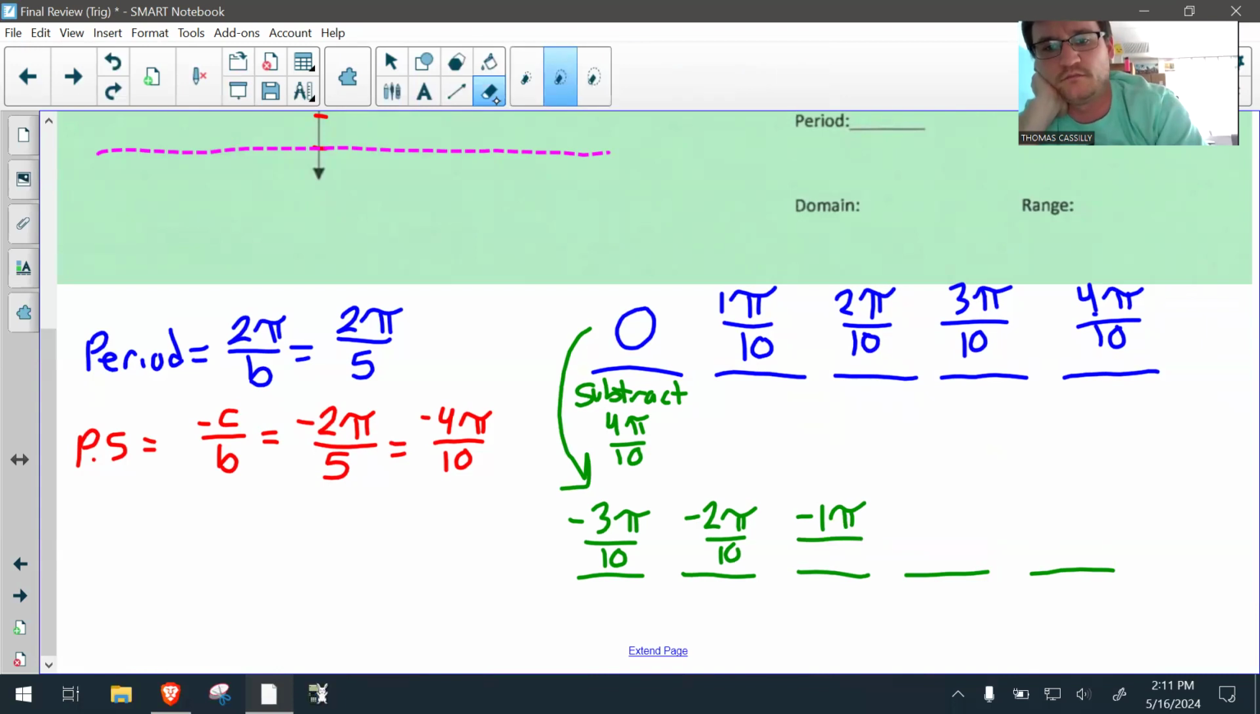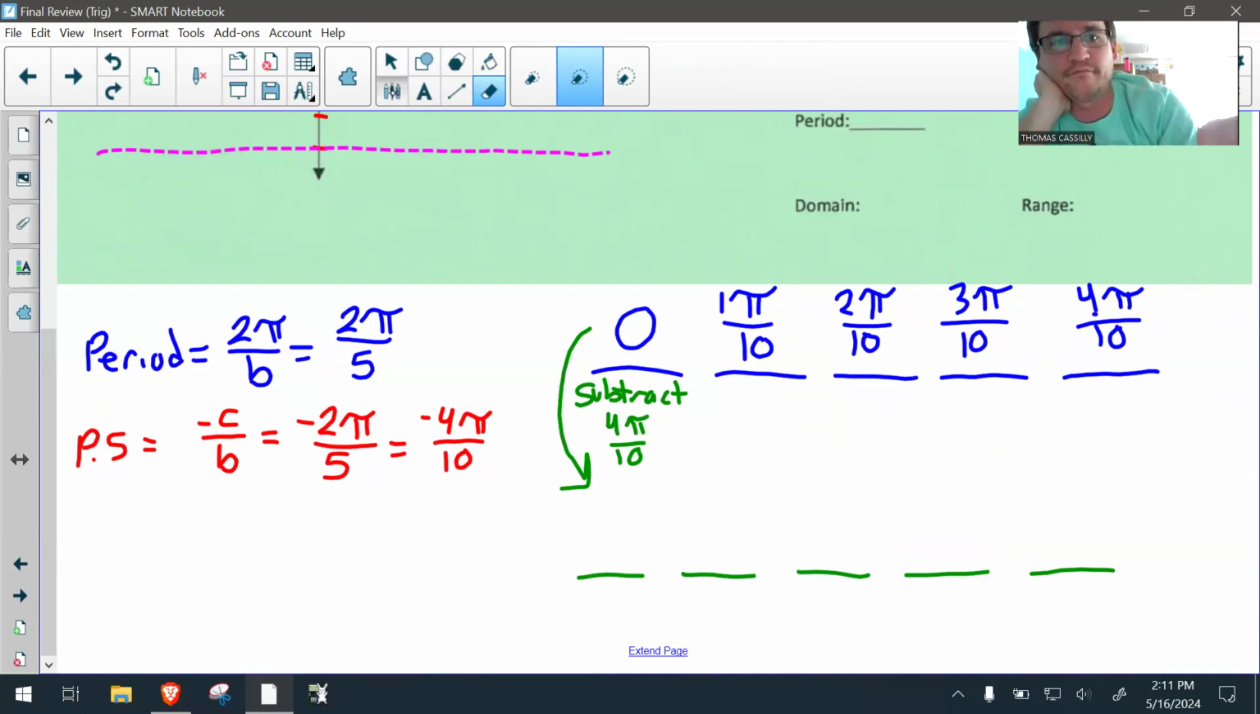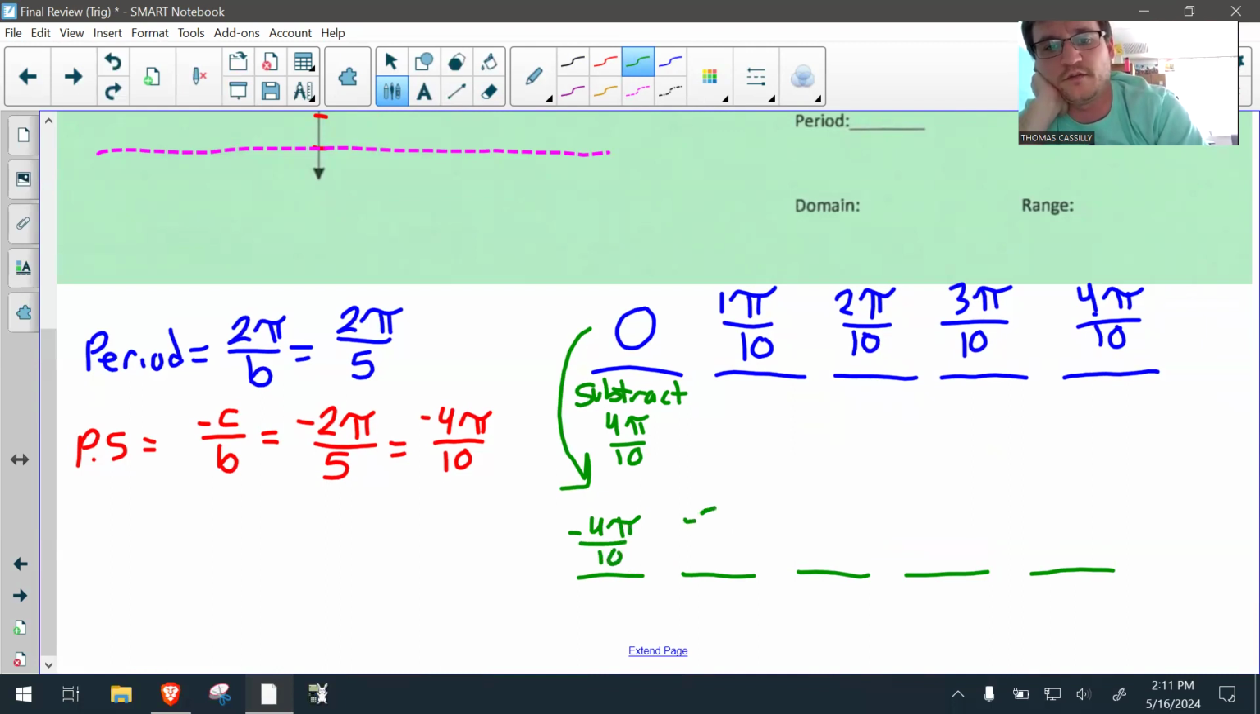What did I do wrong? I'm already messing up. Pause. Let me start over. I started on the wrong spot. This is negative 4 pi over 10. This is negative 3 pi over 10. Negative 2 pi over 10. Negative 1 pi over 10. And then the last one is 0 pi over 10, which I'm just going to call 0.